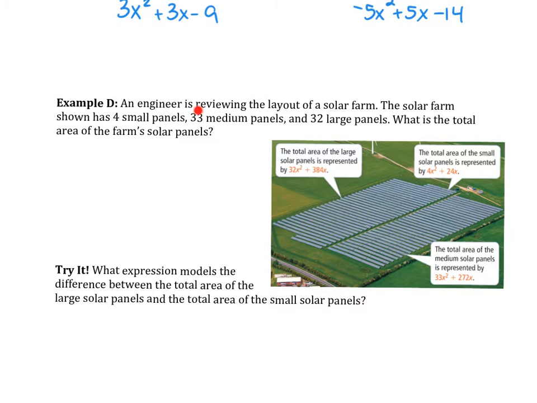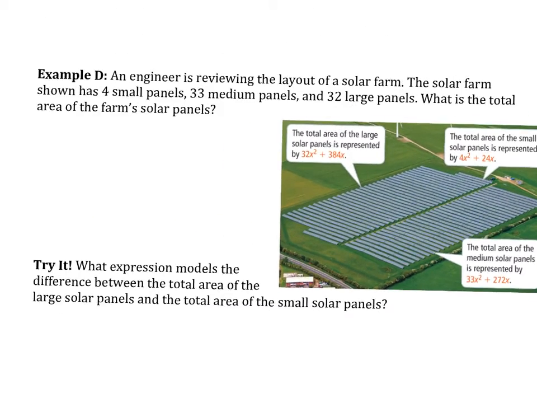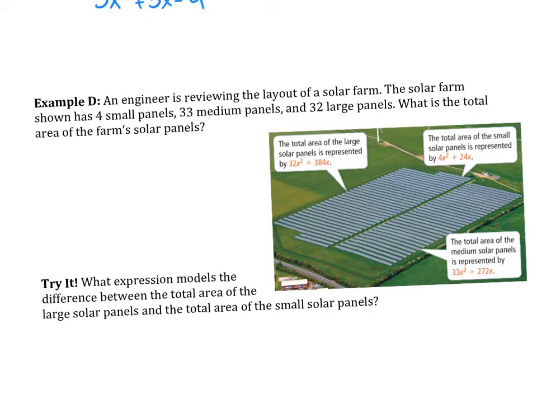Example D. An engineer is reviewing the layout of a solar farm. The solar farm shown has 4 small panels, 33 medium panels, and 32 large panels. What is the total area of the farm's solar panels? So what they've done here is just given us what the area of the large panels represented here is 32x squared plus 384x. The small is 4x squared plus 24x. And then lastly, the medium is 33x squared plus 272x.